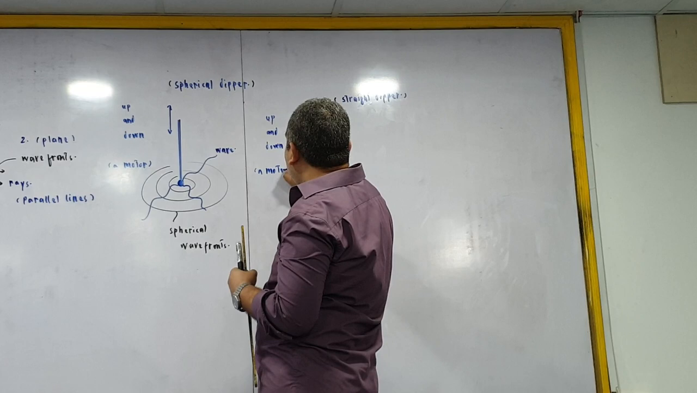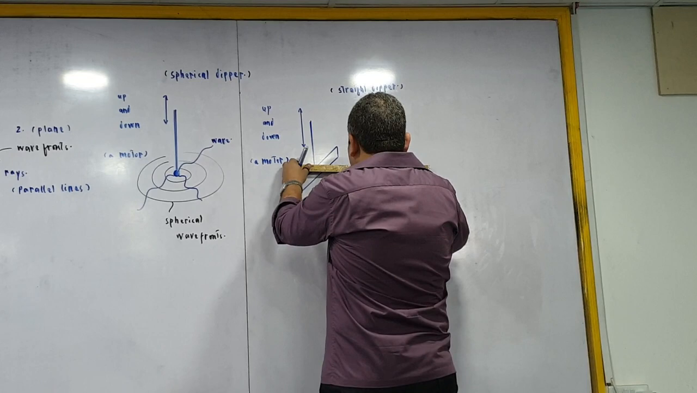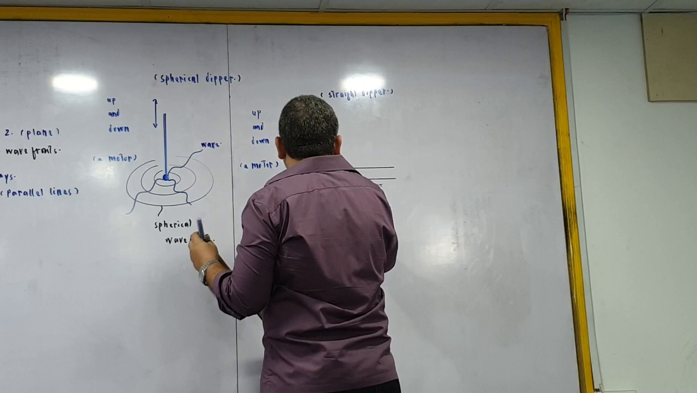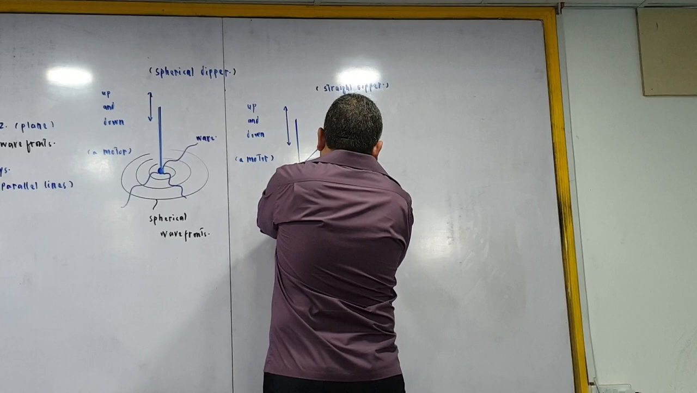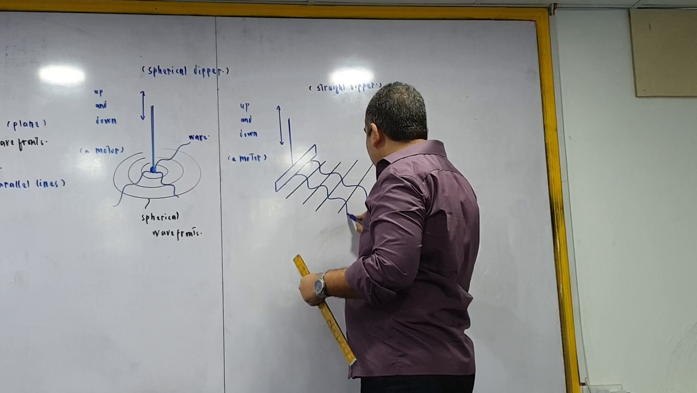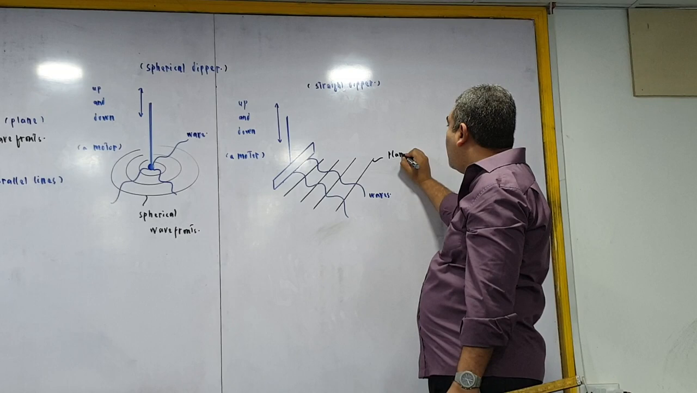So actually, what will they produce? They will produce plane wavefronts, like this. These are the direction of waves. Plane wavefronts are produced like this. And why and how are they produced? Actually, waves are emitting like this. So these are the waves, the locus of all the points which are in the same phase. These are plane wavefronts.